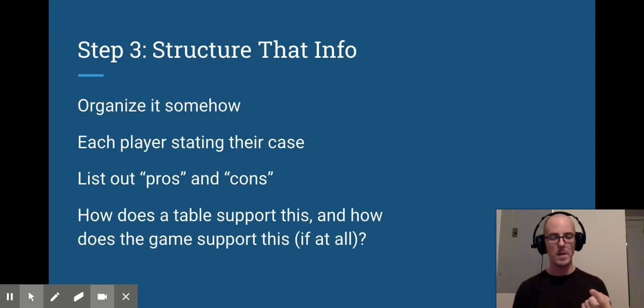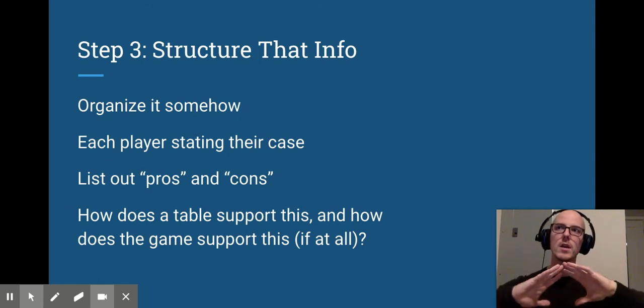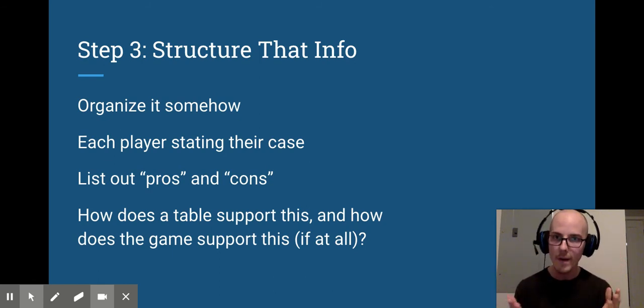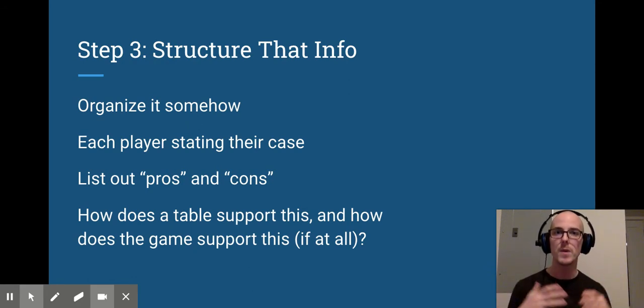Okay, so we've got a bunch of information. We have a goal in mind. Let's put that information in a useful format for us. We need to organize it somehow. What that means at the table oftentimes means players stating their cases, right? Everybody wants to decide what we're going to do as a party, and so everybody's going to say what they think we should do as a party. I've run into tables that even do things like quite literally writing out pros and cons lists because they find this is an effective way of making a case.